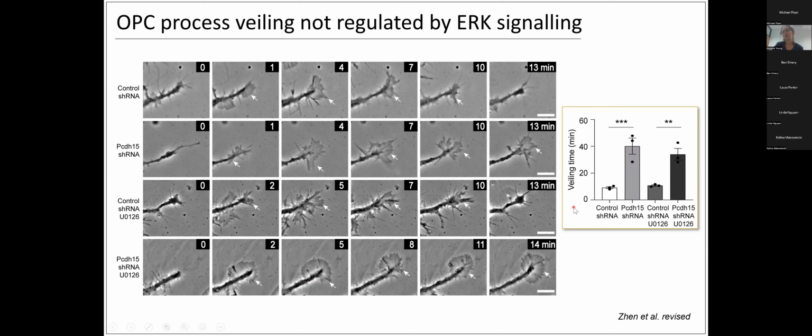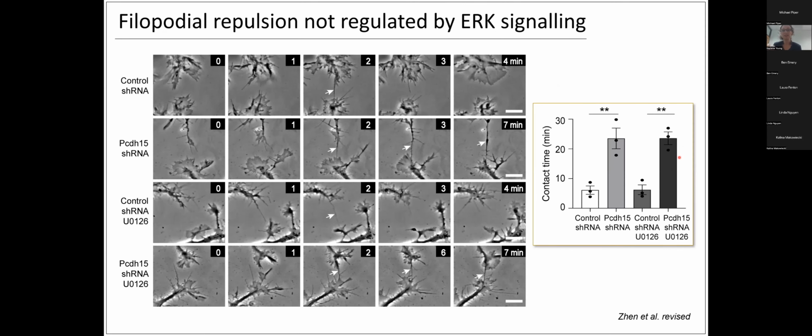So if we looked at veiling time, the knockdown OPCs, their veiling was really long, so that kinetics is slowed down a lot. And this was still the same even when Erk phosphorylation was blocked. Consistent with this, when we looked at the filopodial contact time, again, it was increased in the knockdown cultures, but preventing Erk phosphorylation had absolutely no effect on this whatsoever, so we know protocadherin 15 is regulating a different pathway in the processes of these cells.